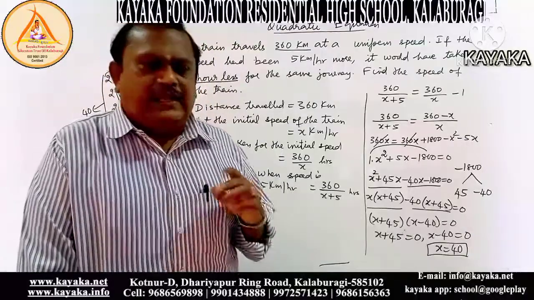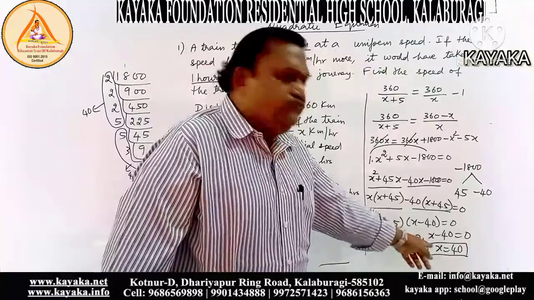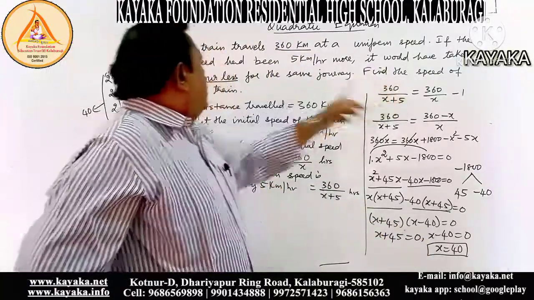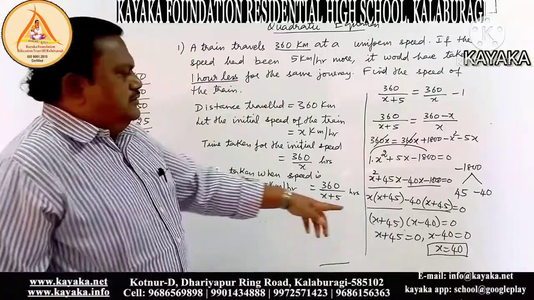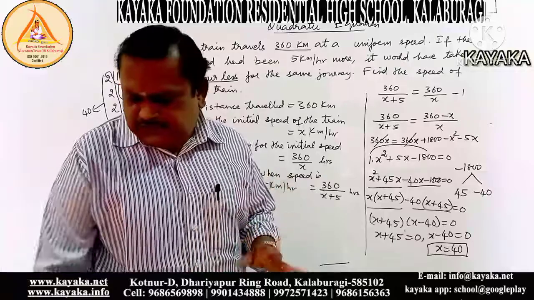Here if you equate, you will get x equal to minus 45. We can't take negative values. Therefore, you take only positive value. x is equal to 40. That is our answer. Therefore, the speed of the train equal to 40 km per hour. That is the answer for this problem.